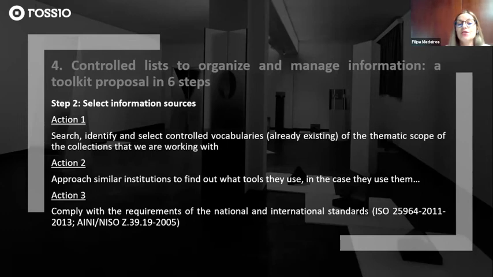Step 2, select information sources. Action 1, search, identify, and select controlled vocabularies already existing of the thematic scope of the collection that we are working with. Action 2, approach similar institutions to find out what tools they use, in the case they use them. Action 3, comply with the requirements of the national and international standards, ISO 25964 and ANSI ISO Z39.19.